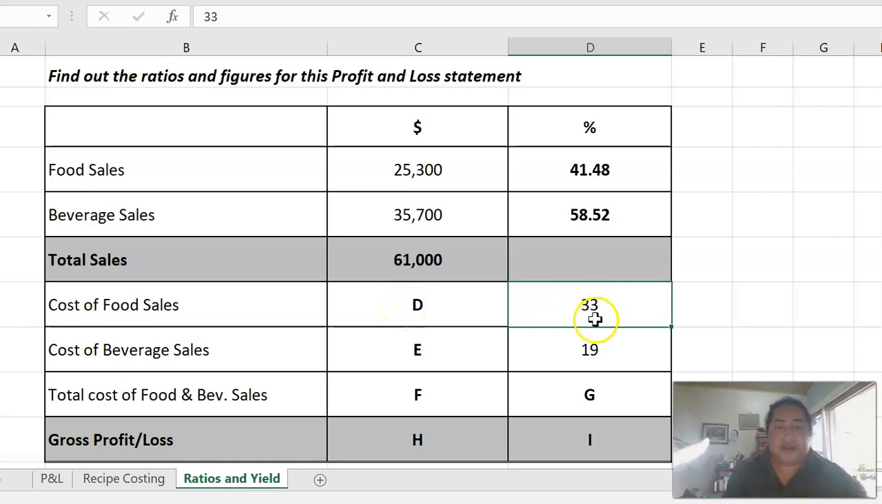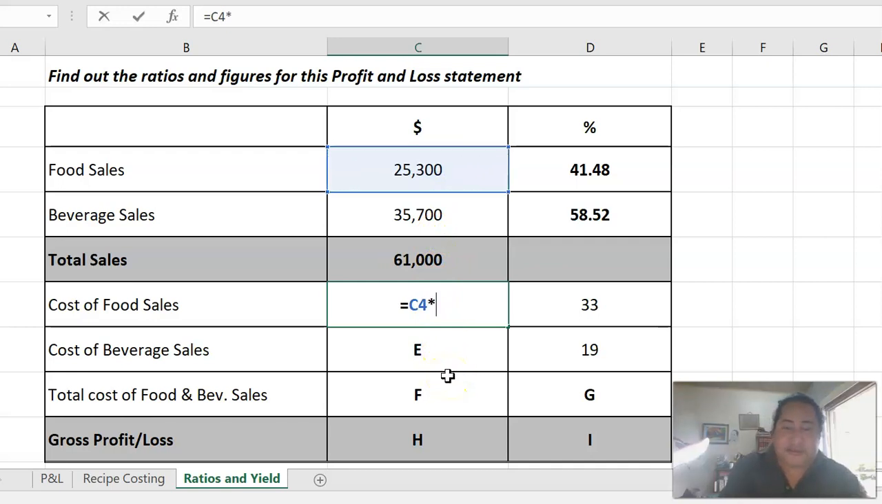It just tells us that 33% was the cost of food sales that we spent. So I need to find how much of that 33%, how much did we spend on the food sales. So it's vice versa. You press equals, 25,000, that's the food, times 33%. And that's how much you spent.